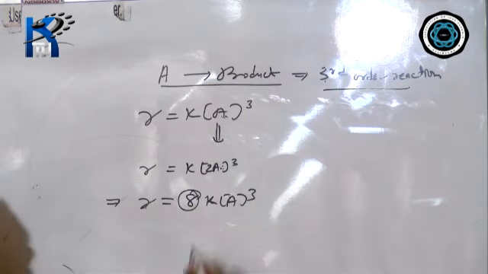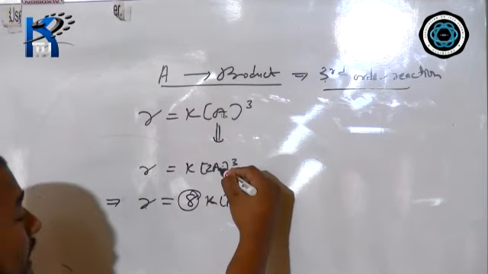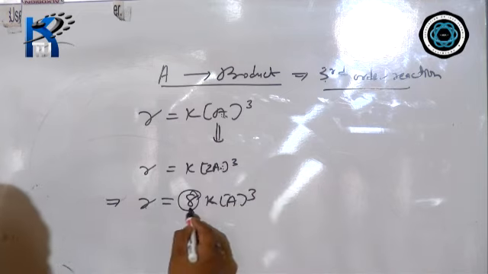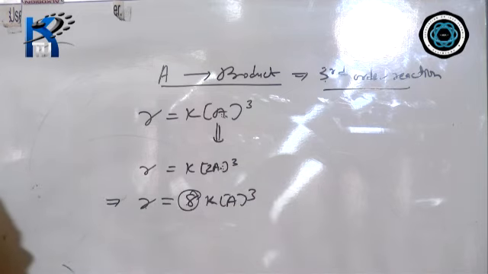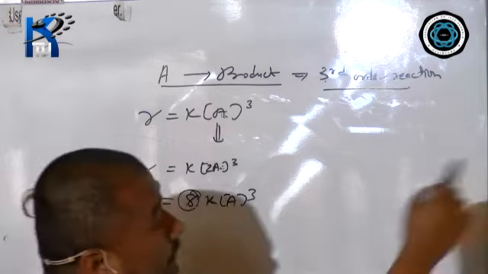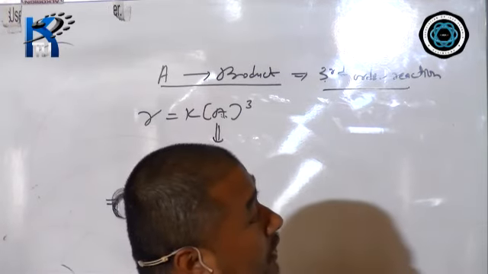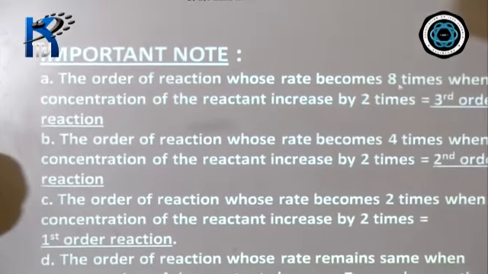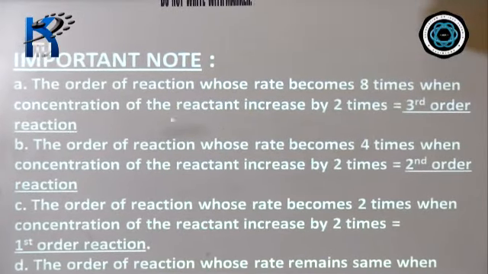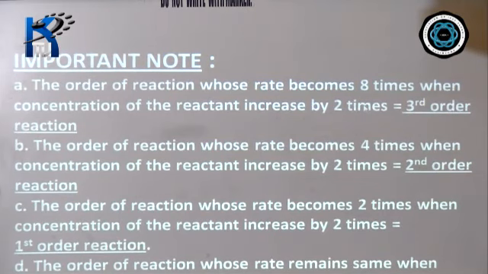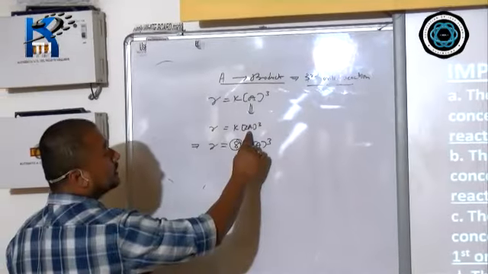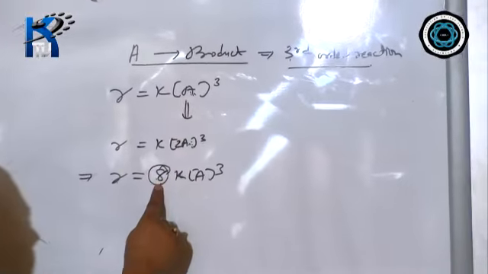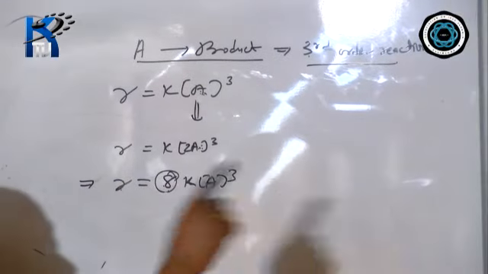Third order reaction. So when you double the concentration of the reactant, if the rate becomes 8 times, that becomes which order? Third order reaction. So in the first point, what have I written out here now? The order of reaction whose rate becomes 8 times when the concentration of the reactant is increased by 2 times, then the answer will be third order reaction. How? You can see here again, concentration is doubled, rate became 8 times, so it will be which order reaction from now on? Third order.